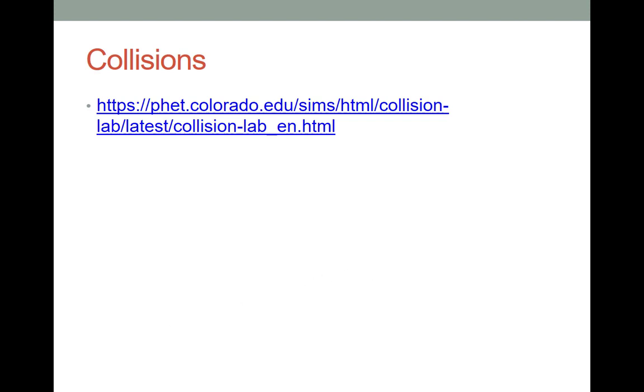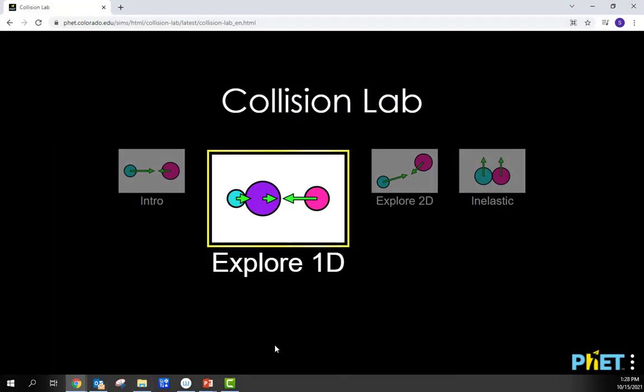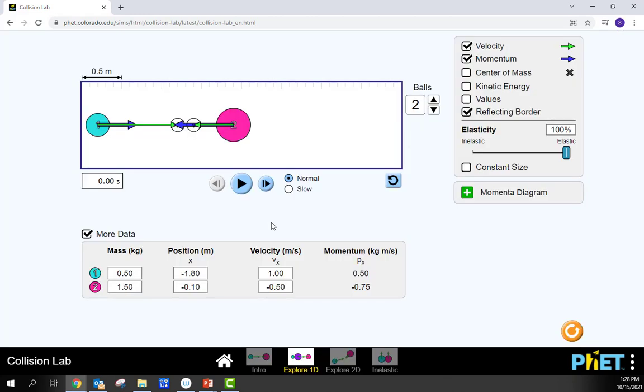If you click on this link, it takes you to this website, and we're going to go into Explore One Dimension. In One Dimension, I want to look at the momentum, also look at the energy, and you can see the more data boxes checked so that we can determine the total momentum of our system. So right now, ball 1 has a momentum of 0.5 kilogram meters per second. Ball 2 has a negative 0.75 kilogram meter per second momentum, giving us a total momentum of negative 0.25.